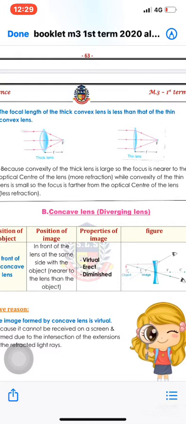While in the case of the thin lens, the convexity is less than the thick lens. So there is less refraction. The light rays are refracted less than in the thick lens. So the focus is farther from the optical center, so here the focal length is longer.